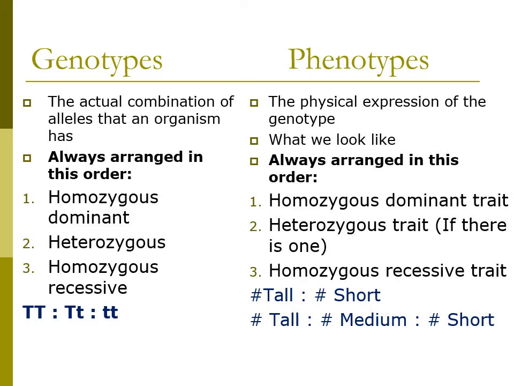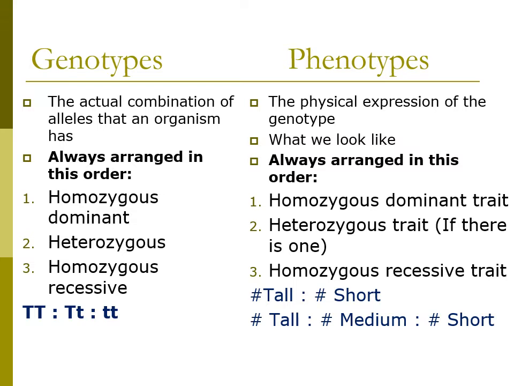It's always arranged in this order, from the most dominant to the middle guy to the least dominant. Or in other words, homozygous dominant, heterozygous, homozygous recessive. So that's our genotype, and we'll just literally count how many of each kind we have in our Punnett square to figure out that ratio. But you do have to memorize that it goes in that order.